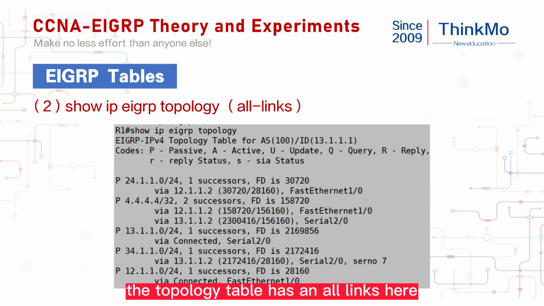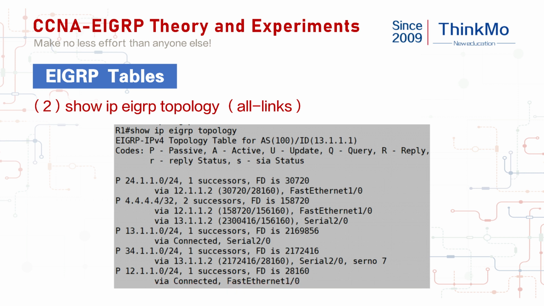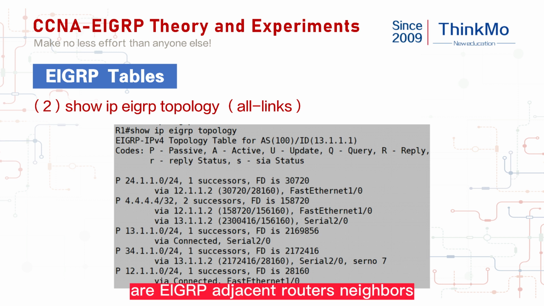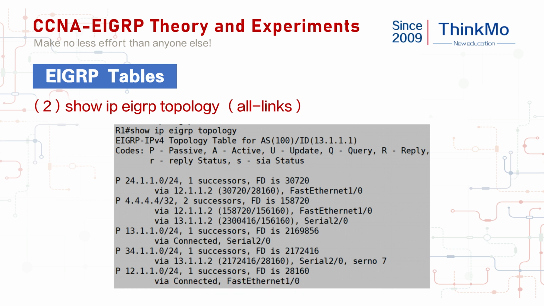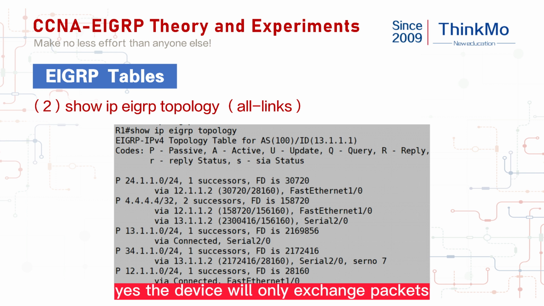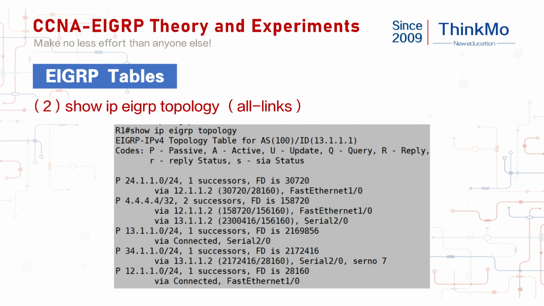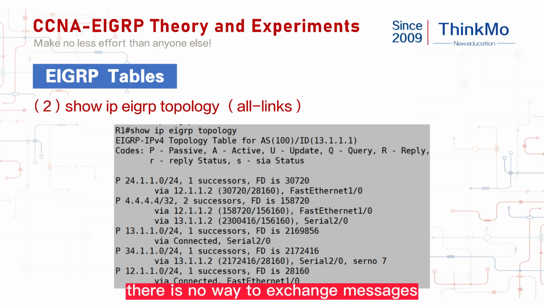The topology table has an all links here. I see a classmate asked, are EIGRP adjacent routers neighbors? Yes. The device will only exchange packets with its current adjacent router. Actually, the same is true for OSPF. Must be a neighbor. Otherwise, there is no way to exchange messages.